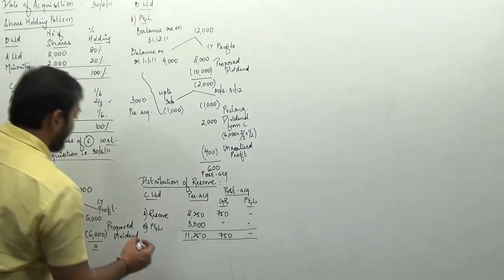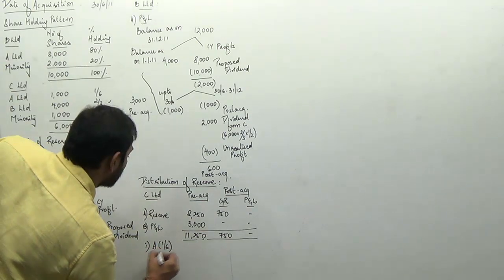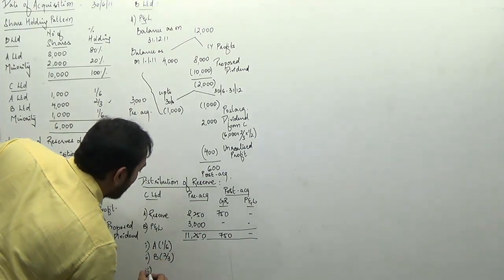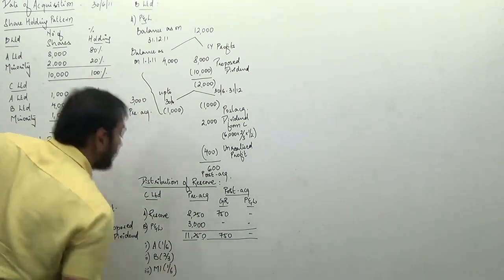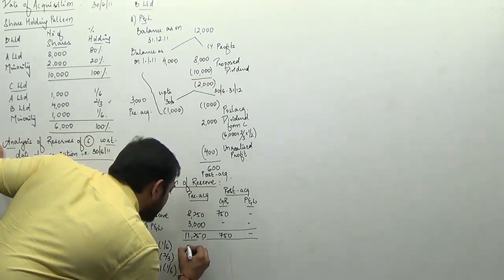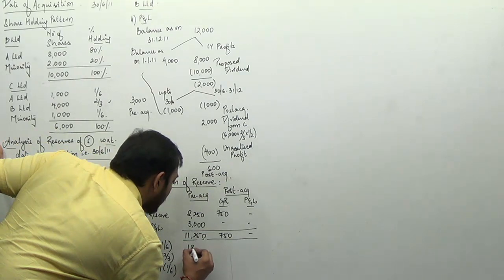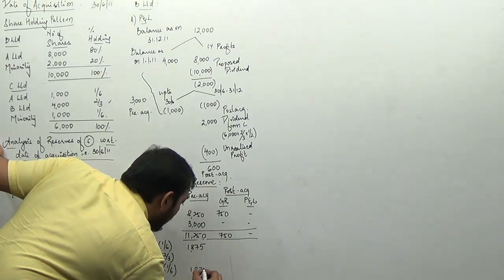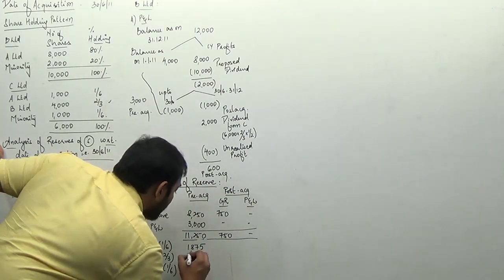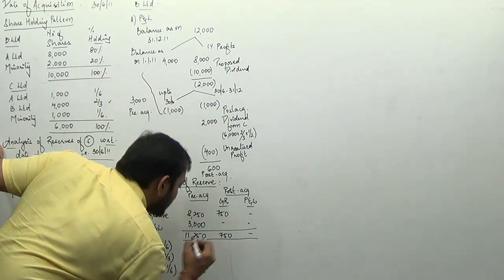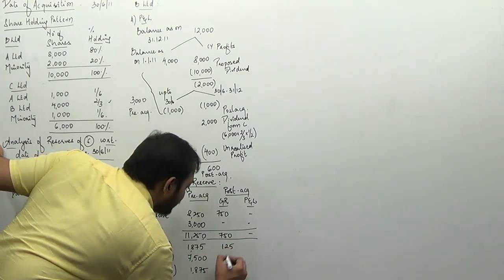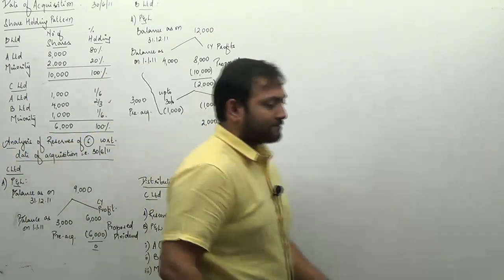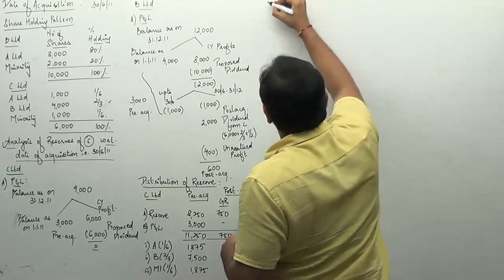Yes guys, distribute. A 1 by 6, B 2 by 3, minority interest 1 by 6. This one will be 7,500, I guess. Distribution for C, that is.